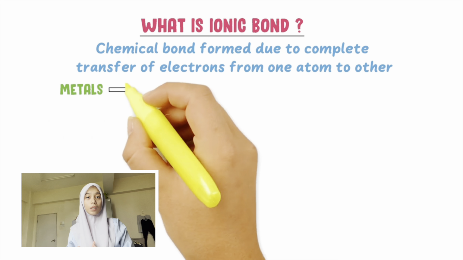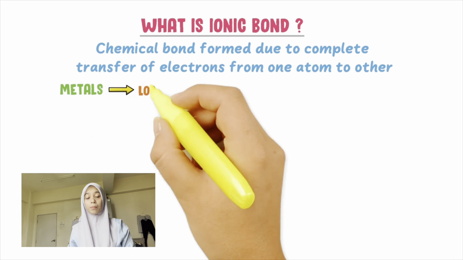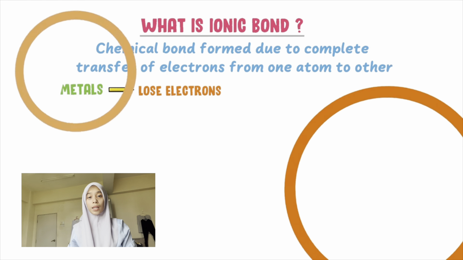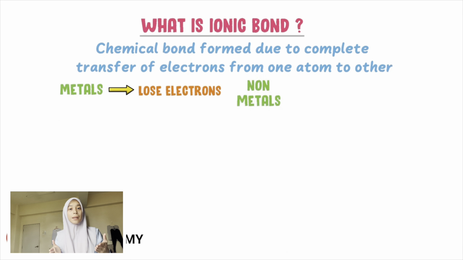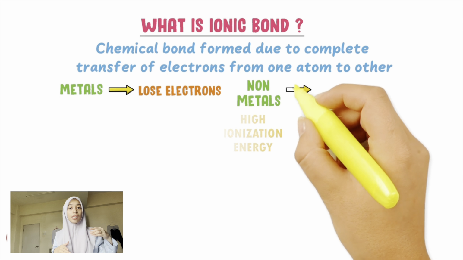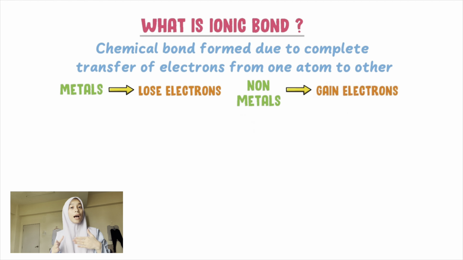For example, group 1 like potassium and sodium have 1 valence electron. For group 2 like calcium and magnesium, they have 2 valence electrons. While non-metals have high ionization energy, so they always gain electrons from other atoms.